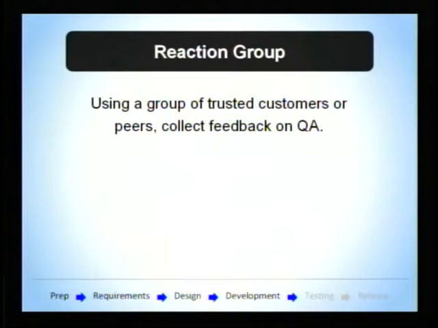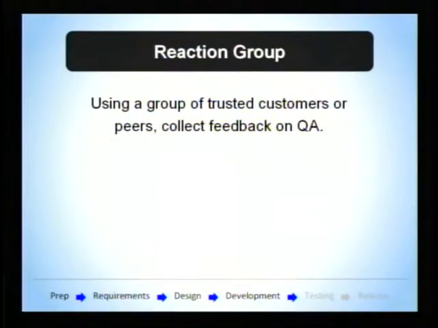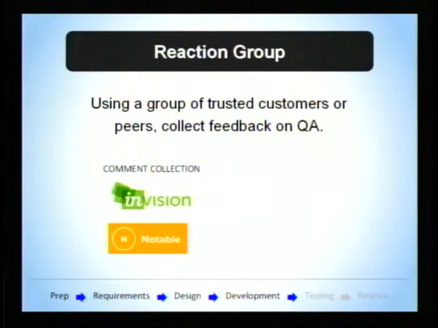So a reaction group is about using a group of trusted customers or peers being professionals, like us. So my background was in design back in the day, so we'll find designers, we'll find product managers, we'll find marketers, we'll find analytics specialists, and we'll put them together as a group, and we'll give them even earlier releases than beta or earlier than alpha. We'll throw them into our QA system as things are coming through. And we'll use services such as Envision and Notable to collect their conversations.